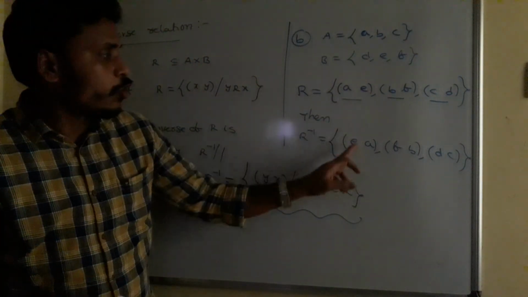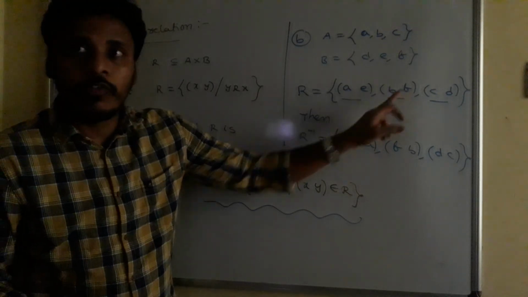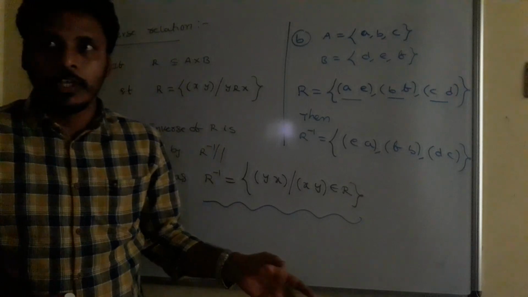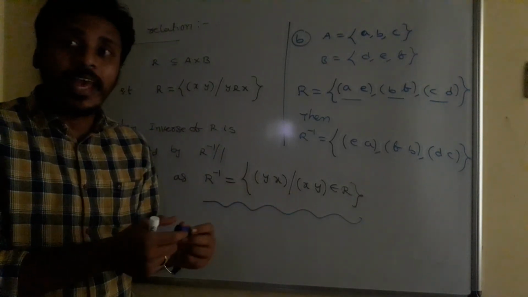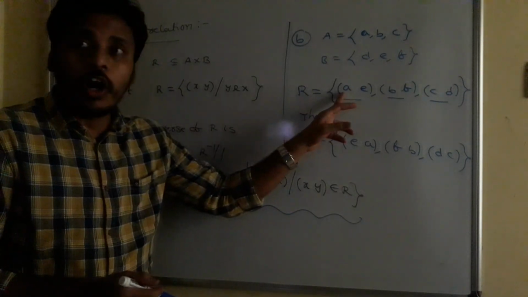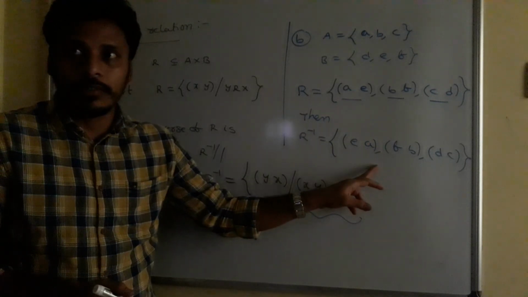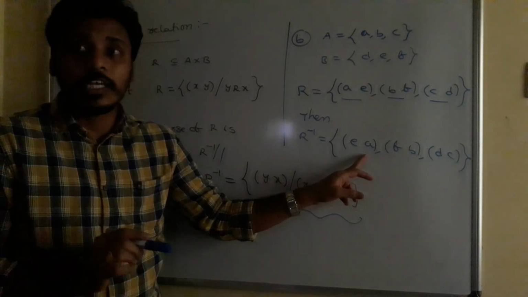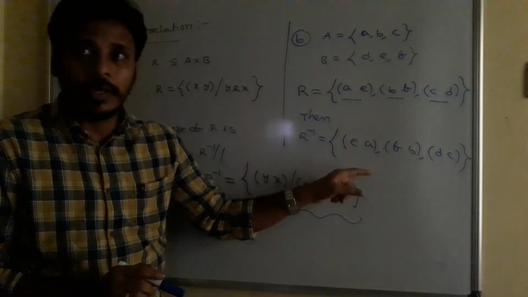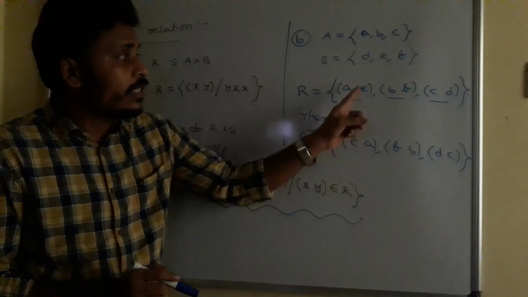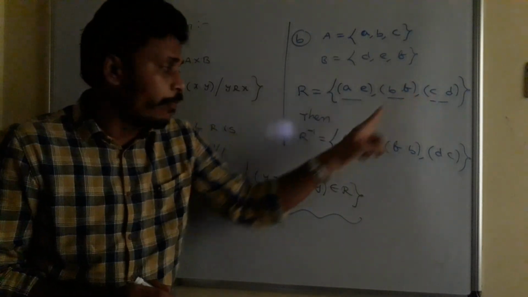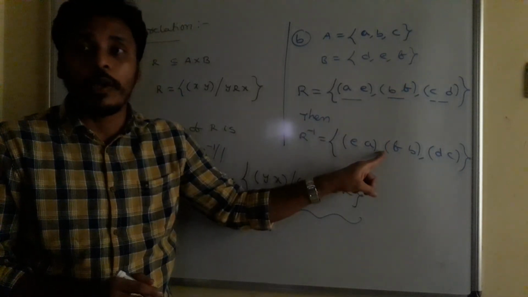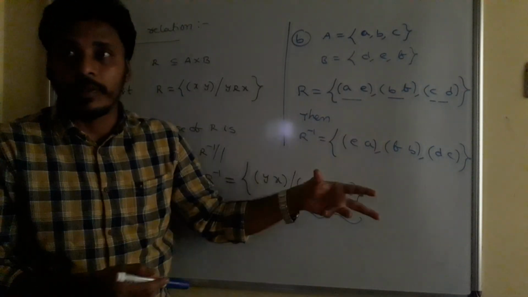Here it is A, E, so take it as E, A. Since it is B, F, take it as F, B. And since it is C, D, you just take it as D, C. So with this interchange, what happens? The domain of R will become the range of R inverse, as well as the range of R will become the domain of R inverse. Just observe it. Domain means the first elements, range means the second elements. Here the second elements E, F, D will become the first elements E, F, D. So the range of R is equal to the domain of R inverse. Like that it happens. Just have a look.